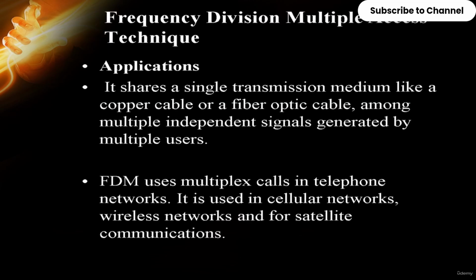Then finally, the applications of frequency division multiple access techniques. How is it applicable in wired networks? Wired networks use copper cable or fiber optic cable, and the best examples are telephone networks. In wireless networks, frequency division multiple access schemes are applied with the help of cellular networks and satellite communications. That's all about frequency division multiple access techniques.